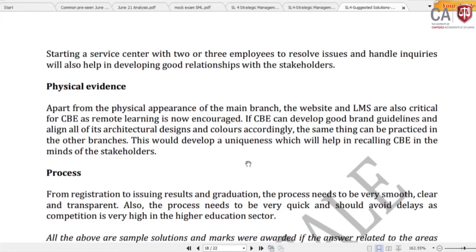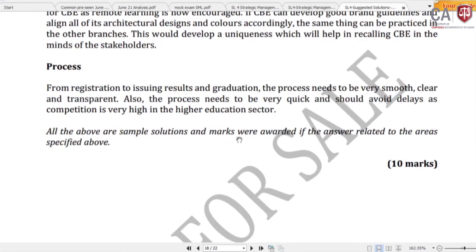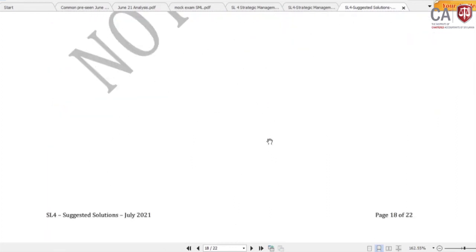Then processes. From registration, issuing results and graduations, the process needs to be very smooth, clear and transparent. Also, the process needs to be very quick and should avoid delays, as companies are very quick in the higher education sector, right.